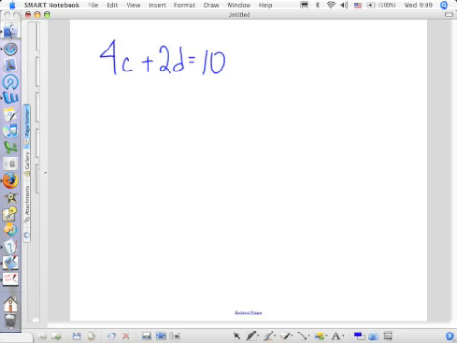That is a line, and your second line is the equation c plus 3d equals 10. Get yourself ready to substitute. Decide which one of those letters is the easiest to get by itself, and then go.